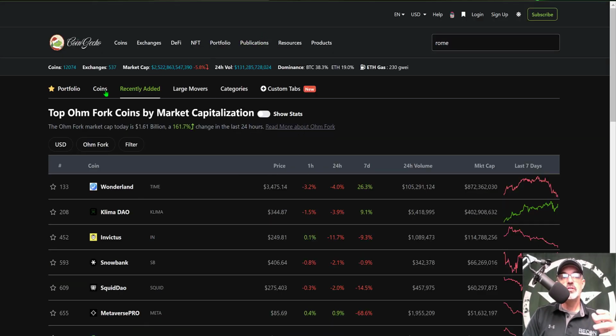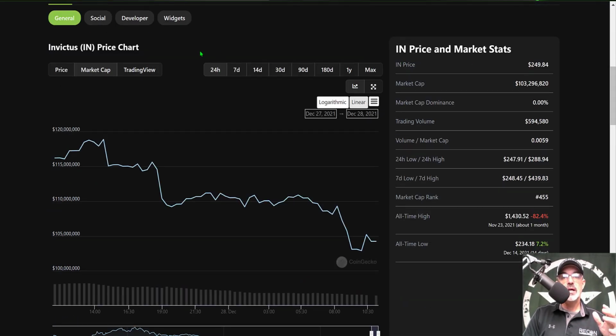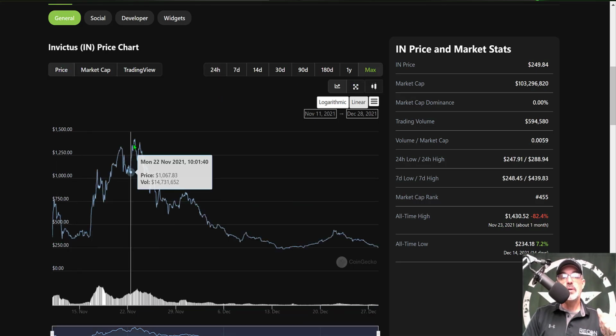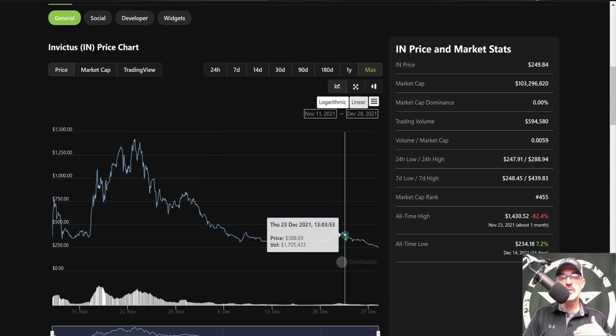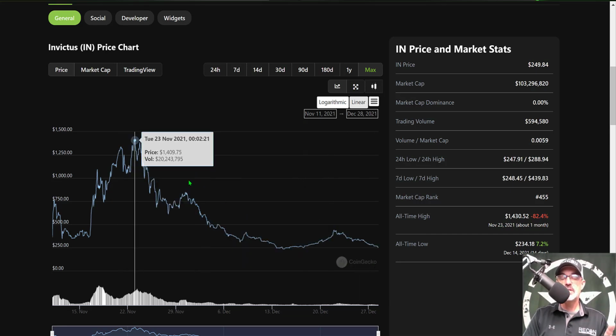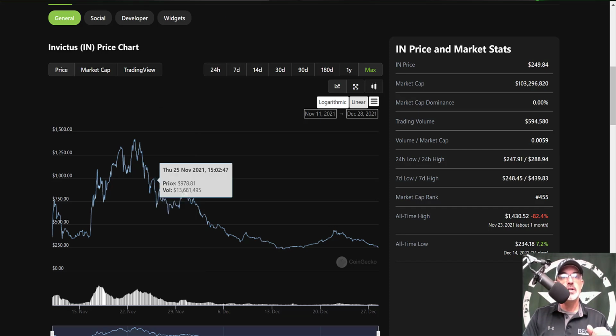And if I jump over here to some of the other forks from the Olympus DAO, besides Wonderland, you can see a couple of the other forks, and we'll click on Invictus. This particular fork, if we scroll down and look at its actual price, we can see that this price pretty much just went straight up and then sold off. And so this price action to me would be a red alert, and I would stay away from a project like that. But that's just my strategy. Your strategy may be completely different with these projects.